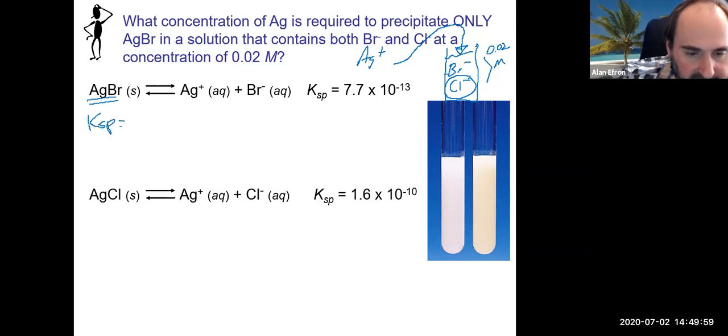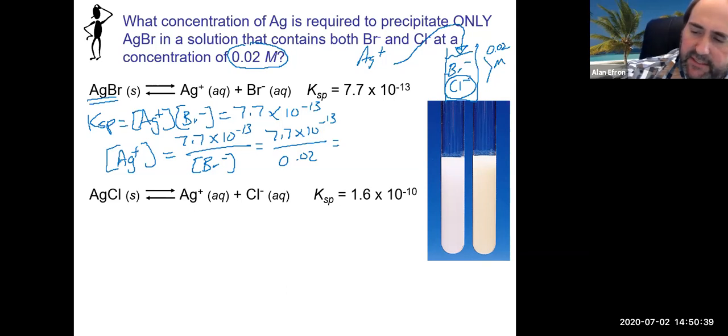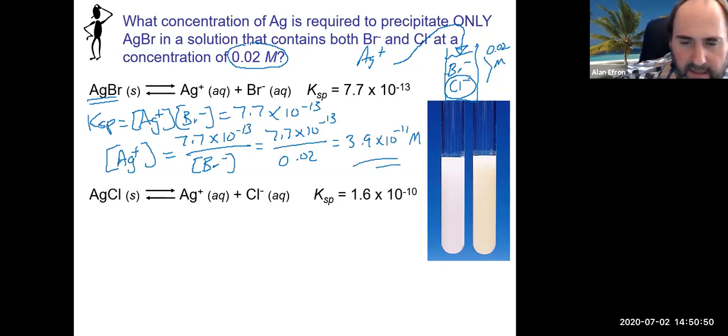So the approach to this is fairly straightforward. We're going to take our KSP expression, and that's going to be the silver ion times the bromide ion, and that's going to equal 7.7 times 10 to the minus 13. Now we're interested in the silver concentration, which means my silver concentration would equal 7.7 times 10 to the minus 13 divided by my bromide concentration. I already know in this solution that my bromide concentration is 0.02, which means if I put that number in there, I get a concentration of silver, we'll call it 3.9 times 10 to the minus 11.